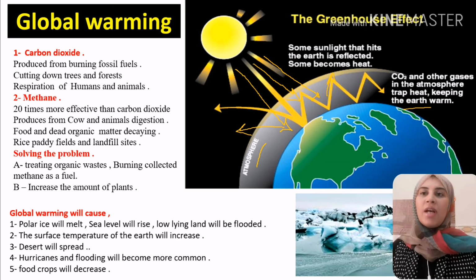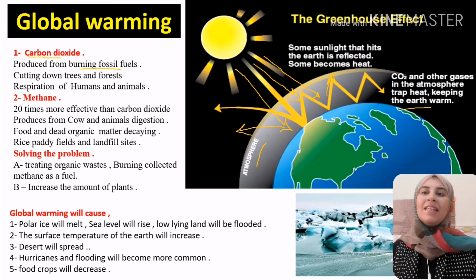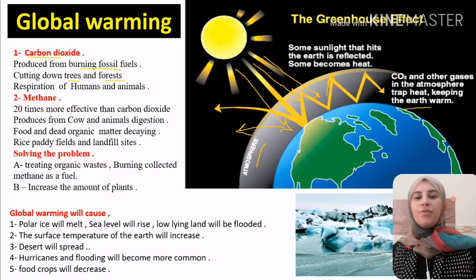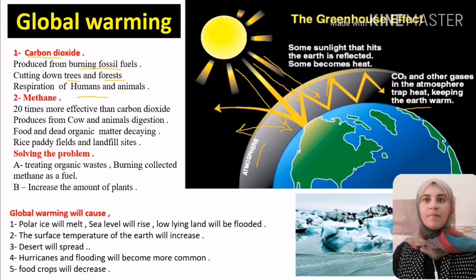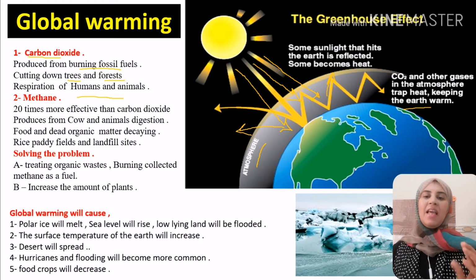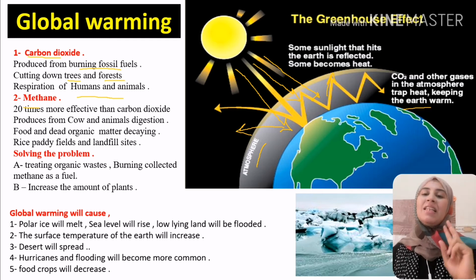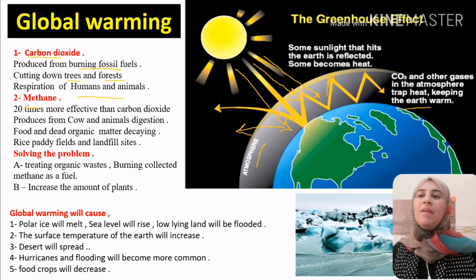At first, carbon dioxide. Carbon dioxide is produced from burning fossil fuels. Carbon dioxide levels increase by cutting down trees and forests. It is also produced from human and animal respiration. Another type of gas is methane. Take care, methane is 20 times more effective than carbon dioxide. Methane is produced from cows and animals' digestion.